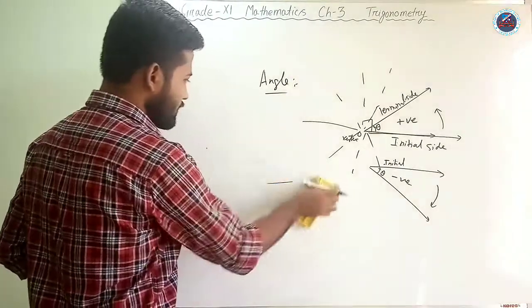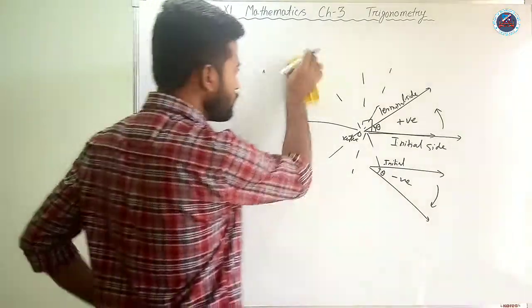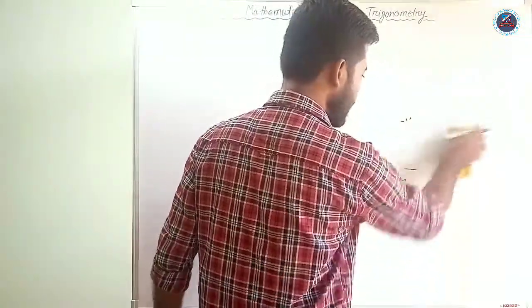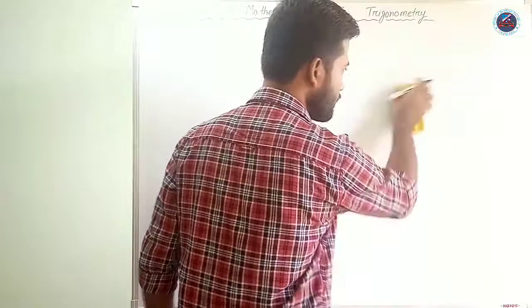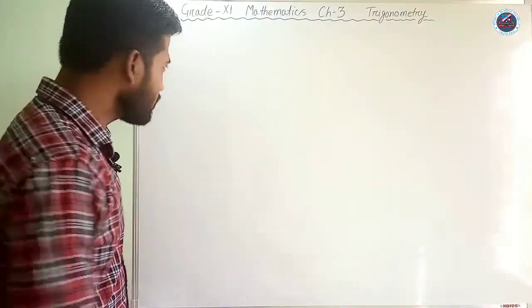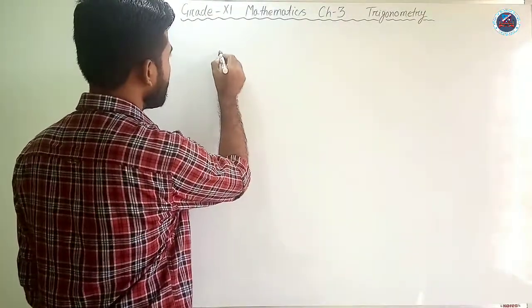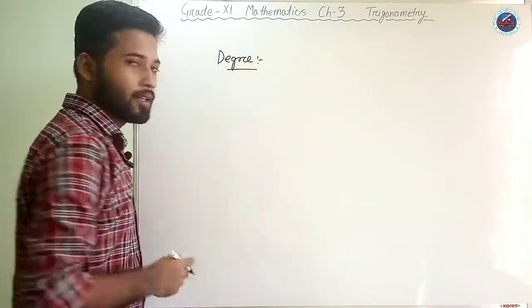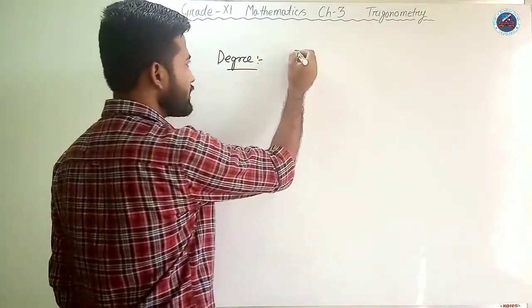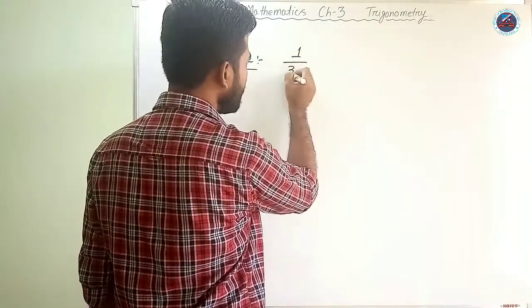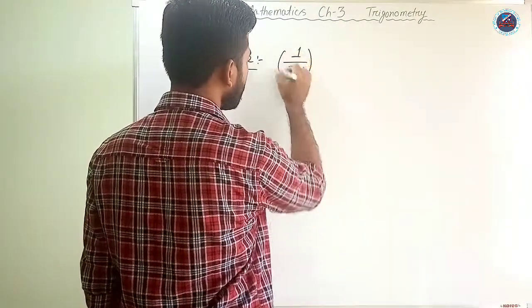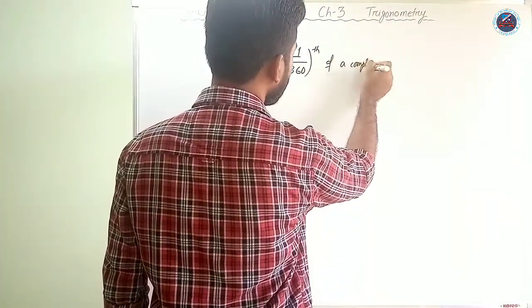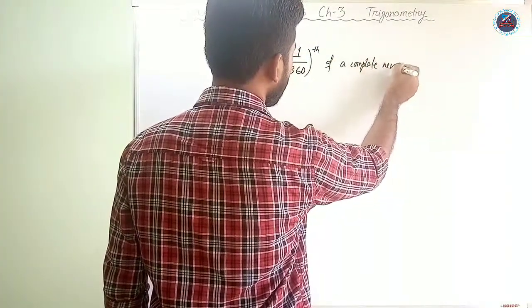Now after this, to measure angle, we have two standard units. So what is that? In your earlier classes you have got the concept of degree, isn't it? So let us see what a degree is. Actually, a degree is 1/360th of a complete revolution.